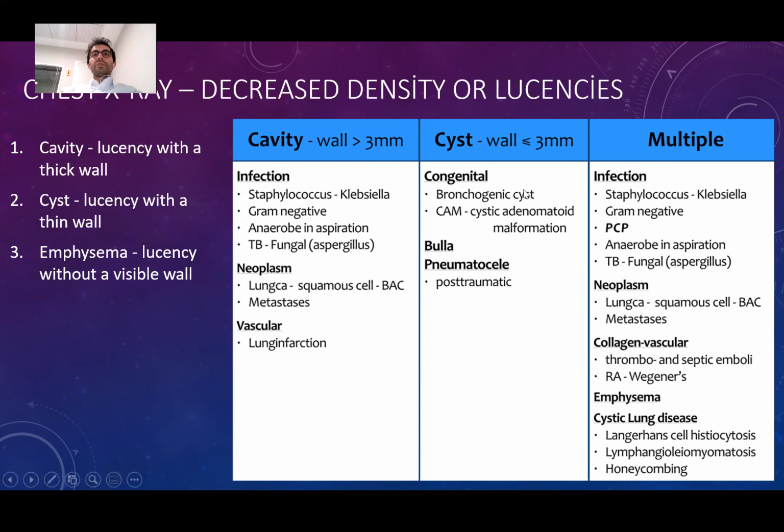Bronchogenic cysts, which are congenital cysts, and congenital cystic adenomatoid malformations are cystic lesions of the lung. Also, after trauma, sometimes bullae and pneumatoceles can happen. When we are seeing multiple cysts or multiple cavities, we can think of many things. Multiple cavities, usually we should think of something like tuberculosis, for example. Also, some neoplasms with metastasis, and some cystic lung diseases can do that.